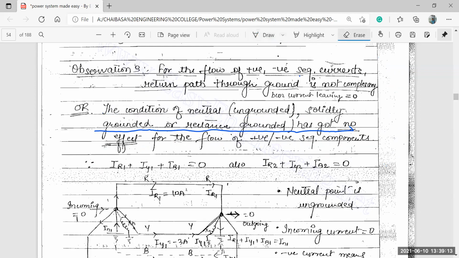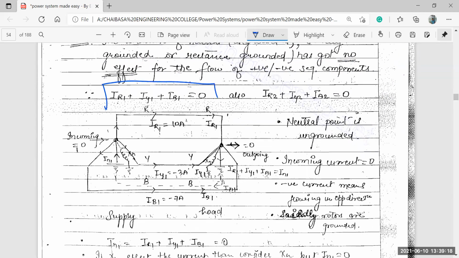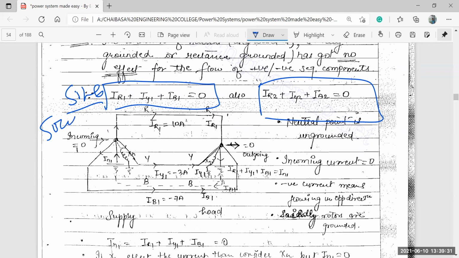We'll see. You can see from this equation, as we know, since IR1 plus IY1 plus IB1 equals 0, and also IR2 plus IY2 plus IB2 equals 0, if we connect two parts, let's consider this as a source and this as a load. If you're connecting, then IR1 would equal 10 ampere, that is your IR2. And if it is connected in these two-part models, IR1 equals minus 3 ampere, that is your I2.